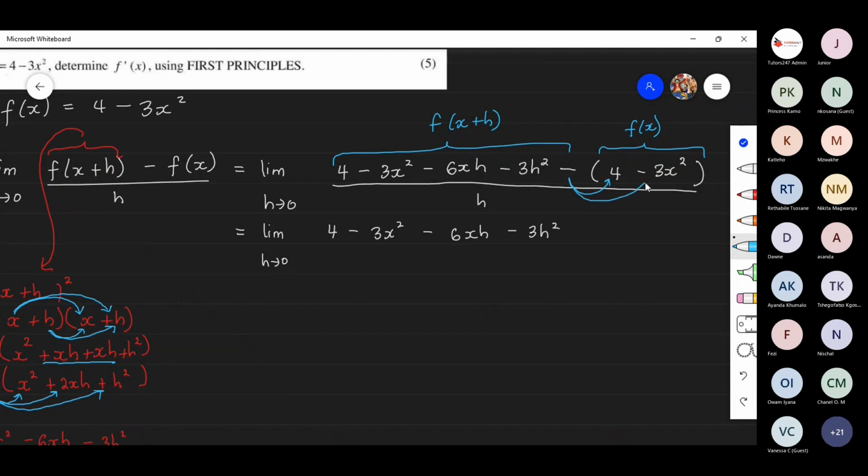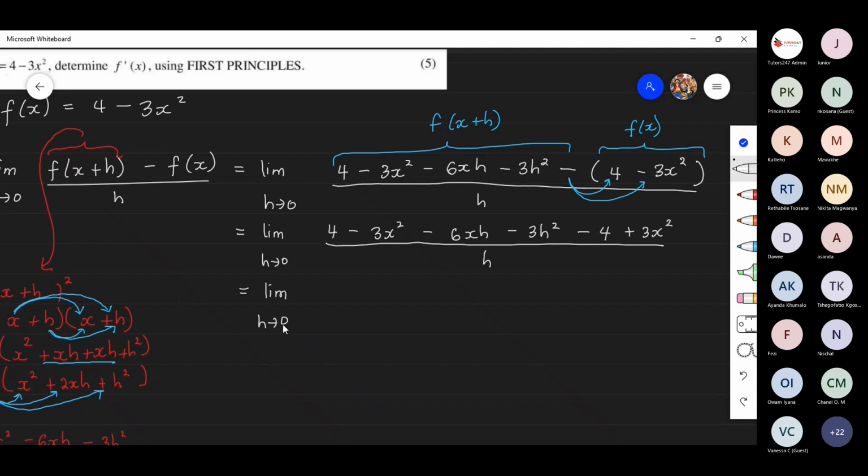So it's going to be negative times positive 4, which is going to give us negative 4. Then we have negative times negative 3x squared, which will give us positive 3x squared. And that is all over h. Now we continue to our next step. So we repeat the limit as h approaches 0.